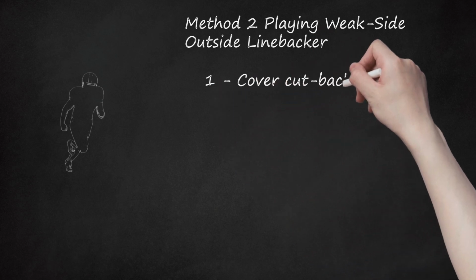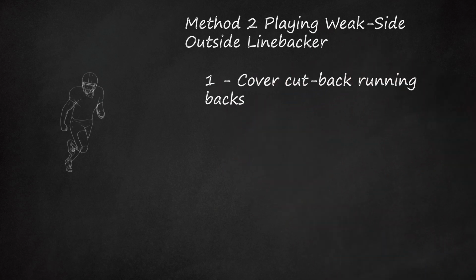1. Cover cut back running backs. The weak side linebacker, commonly referred to as the WILL, is not by any means a weaker player, simply playing from the less covered side without having to worry about the tight end. A running back who has been handed the ball may often cut to the weaker side of the formation depending on the play, in which case it is the WILL's job to tackle and halt progress of the ball.